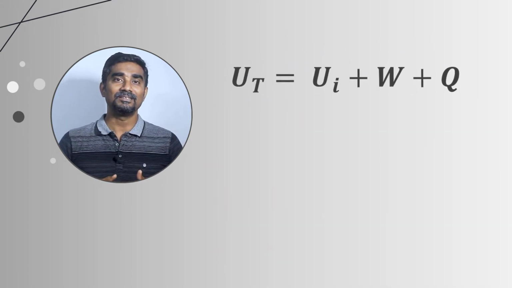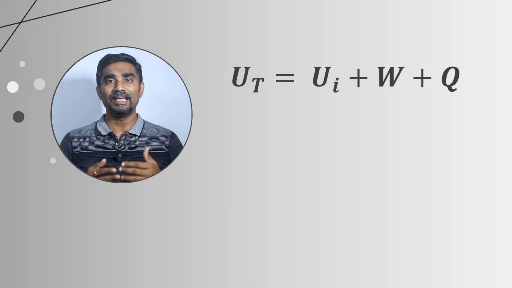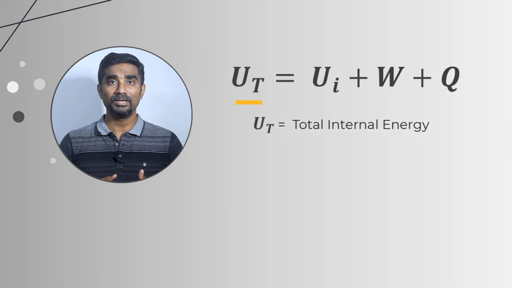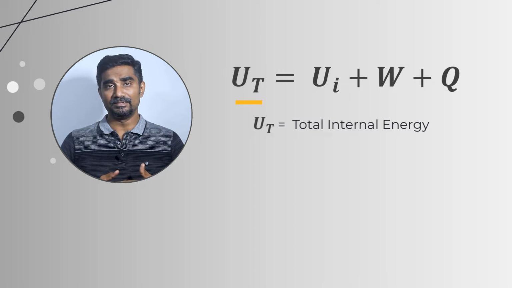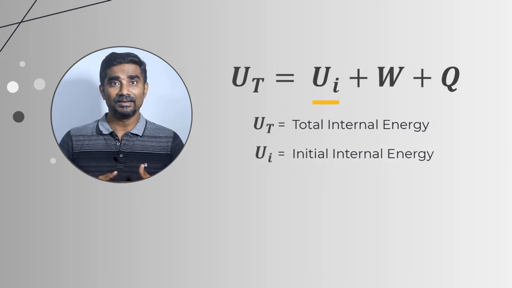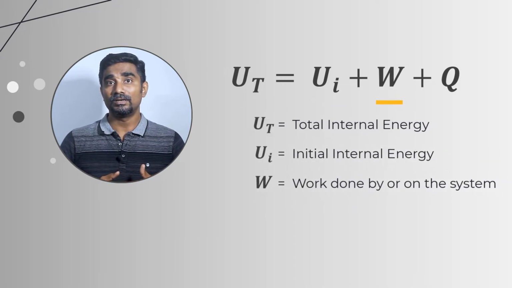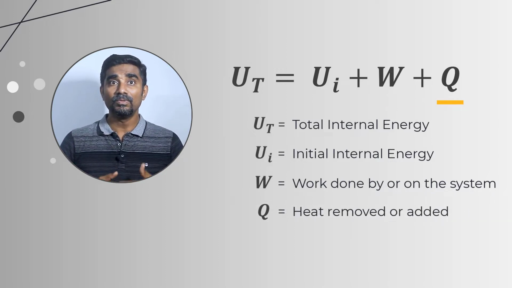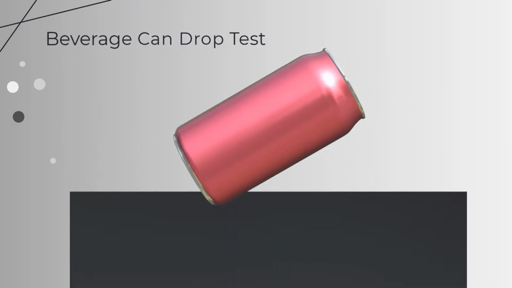This equation explains the total amount of energy in any system. Here, UT is total internal energy, UI is initial internal energy, W is work done by or on the system, and Q is heat added to or removed from the system. Let us consider some examples to understand this.